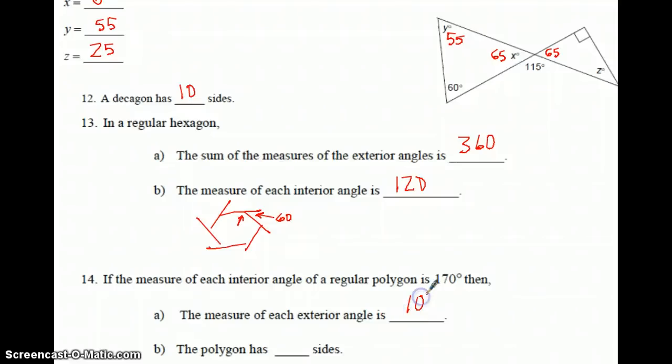Number 14, the measure of each interior angle of a regular polygon is 170. The exteriors are 10. And then how many sides would it have? If each one of these is 10, and they have to add up to 360 all the way around, that means there would have to be 36 of them to equal the total.